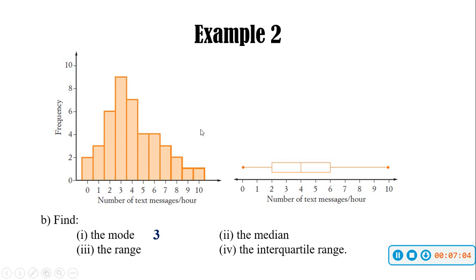Median, we can't use the frequency histogram. Here we have to use the box plot. Median is 4. Range, we can use either of these two displays. So the highest minus the lowest, so the range is 10. Interquartile range, we can only use the box plot. It's 6 minus 2, which is 4.